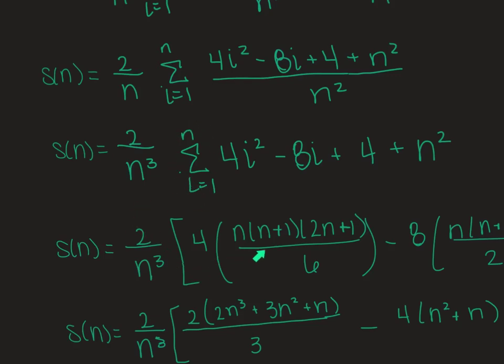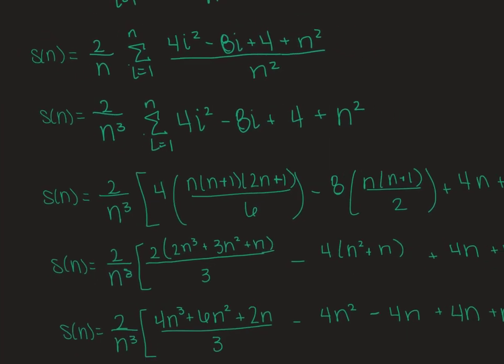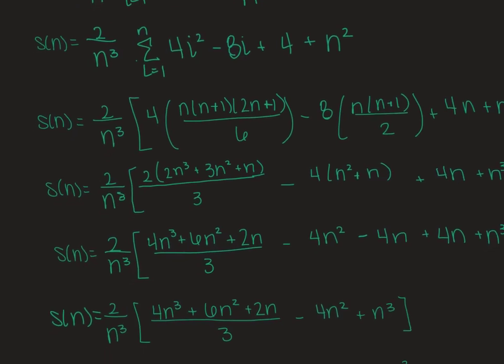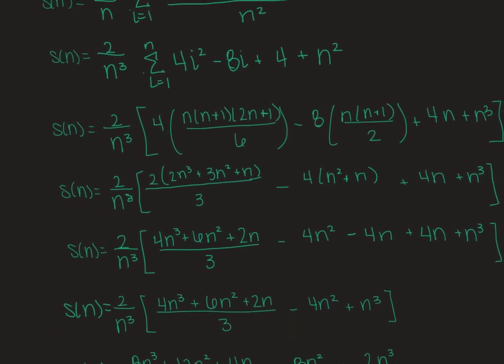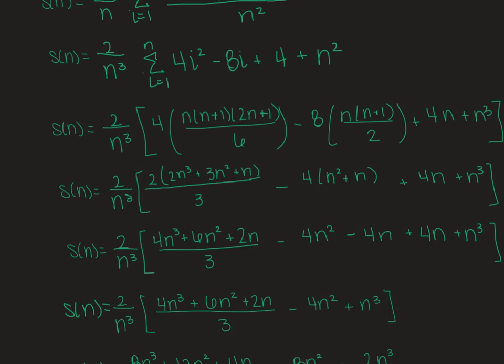So down here, now we've used our summation formulas. So we have 4 i squared, so this replaced our i squared, minus 8 i. And then we have n times (n plus 1) over 2 replaced our i. And then we have plus 4n plus n cubed.